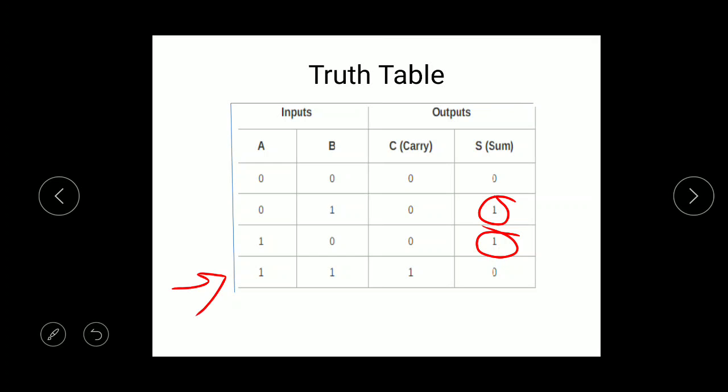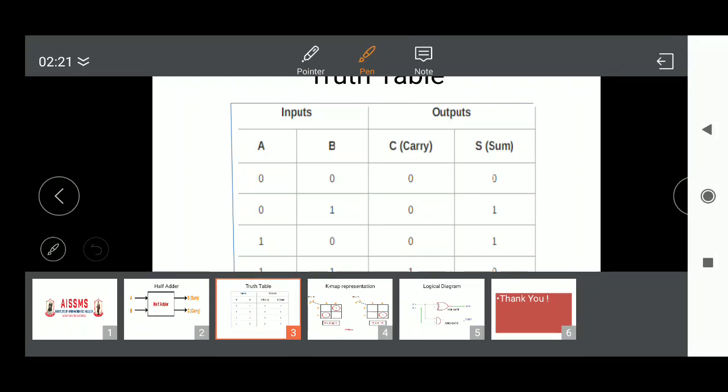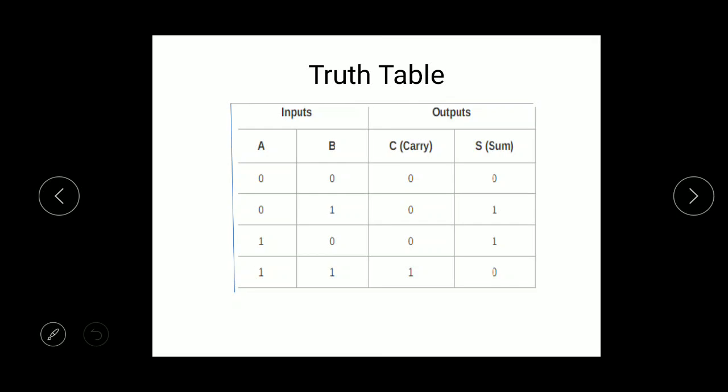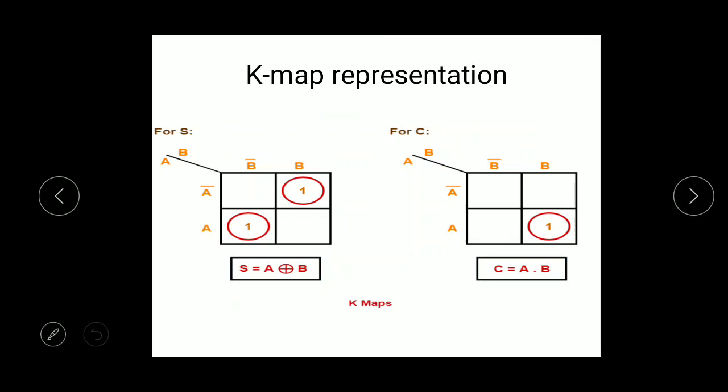When A and B inputs are 1 1, at that time sum will be 0 always and carry will get generated. So this is the truth table for sum and carry. Let us see the K-map for it. This is the K-map representation that will help us to find the Boolean expression for the sum and carry, and these expressions will further help us to draw the logical circuit for sum and carry.